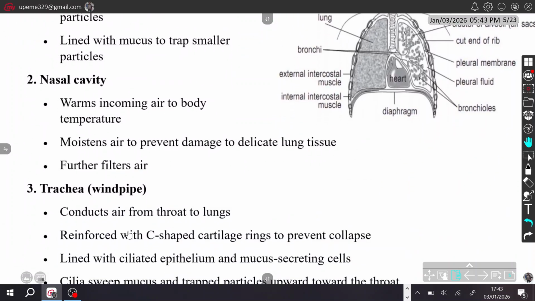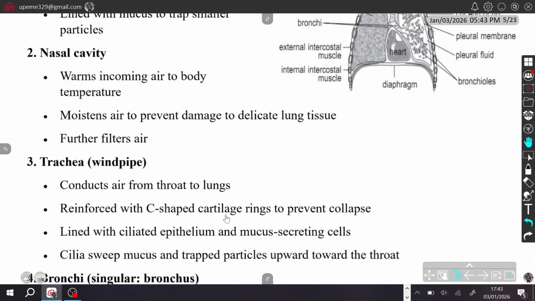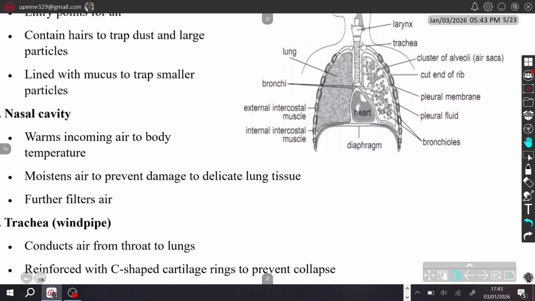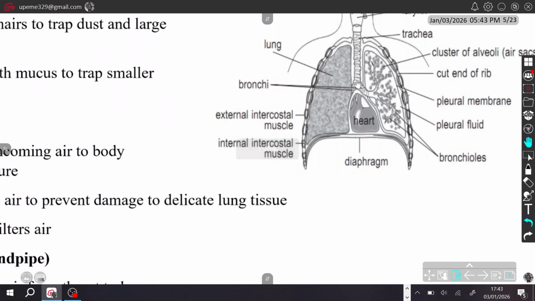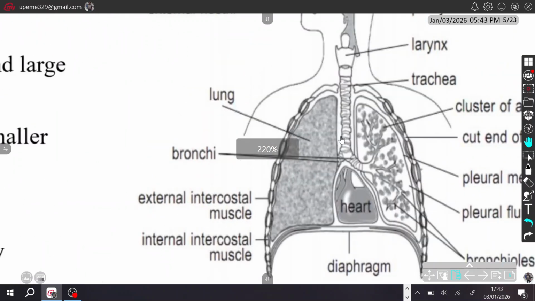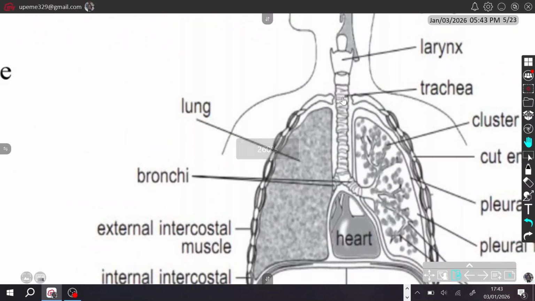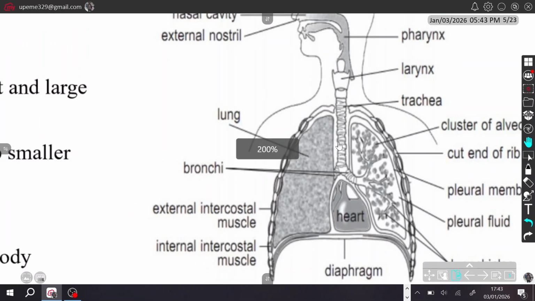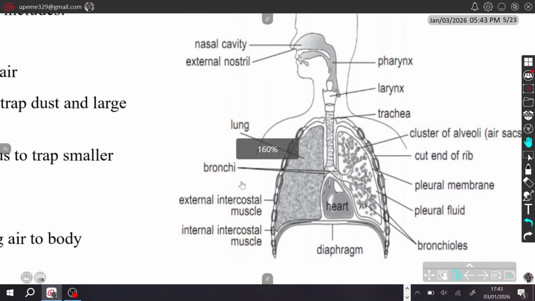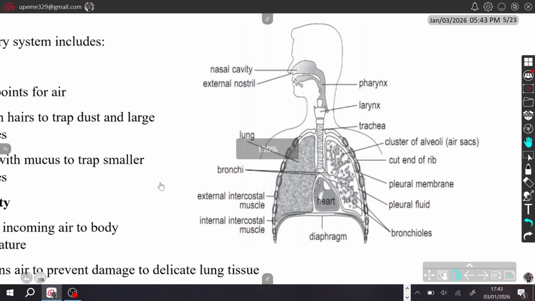All right. It is reinforced with C-shaped cartilage rings to prevent collapse. So it has C-shaped cartilage. It is made up of cartilage. If I zoom in, these are the cartilage rings here. So these help it from collapsing.